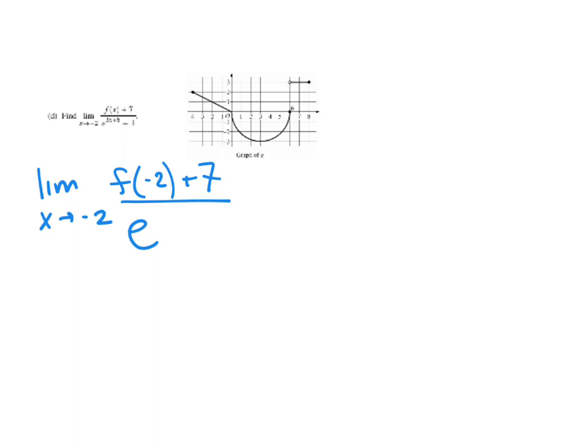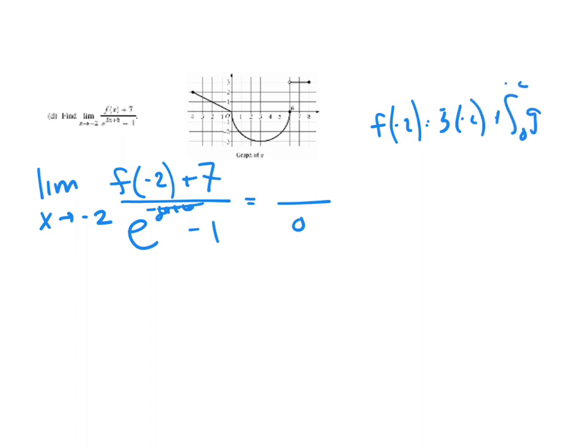I'm going to do the math up here. I get -6 plus 6 minus 1. This becomes e to the 0. E to the 0 is 1. 1 minus 1 is 0. And let's see, f of -2. So let me jot down that f function again. It's 3 times -2 plus the integral from 0 to -2 of g of t dt.